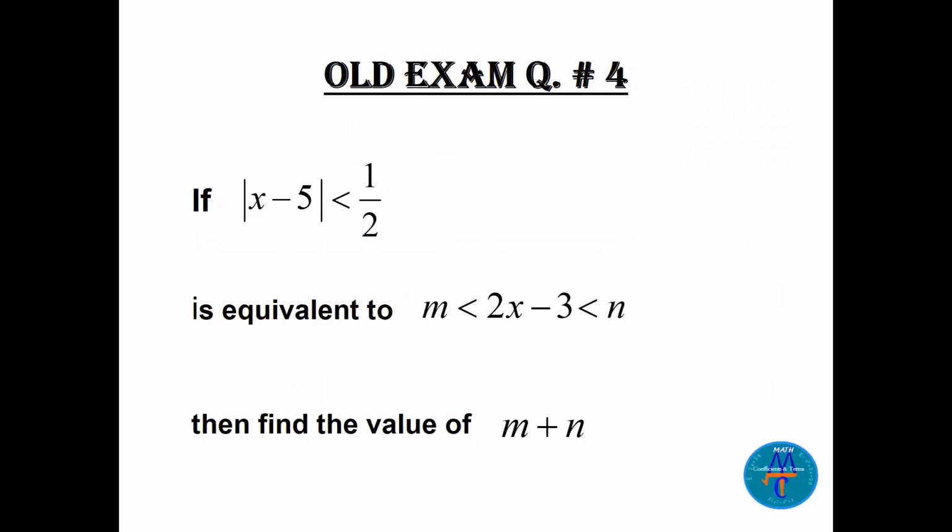Now this one, absolute value of x minus 5 less than half is equivalent to this one here, 2x minus 3 as a compound between m and n. Find m, find n, then find m plus n. So the easy thinking here is take this one and solve it. See, it looks like absolute value less than a positive number. Which case do you think? Not equal, it is not case 1, and this is less than, case 2. So I just say between minus half and half. And then I have to make changes until I reach this one here.